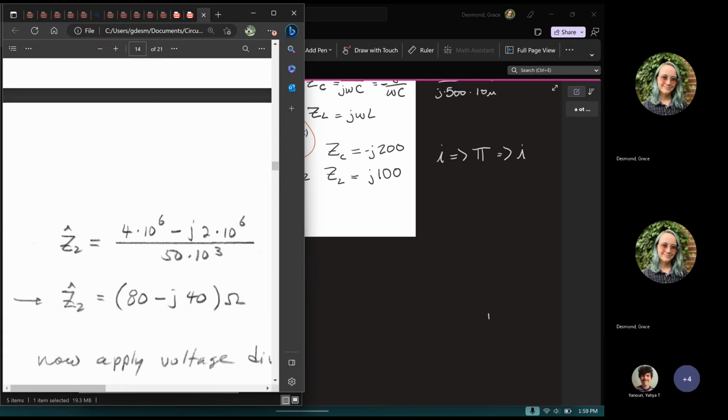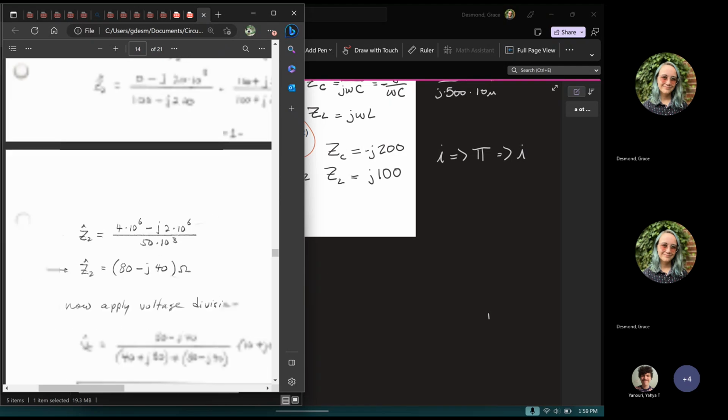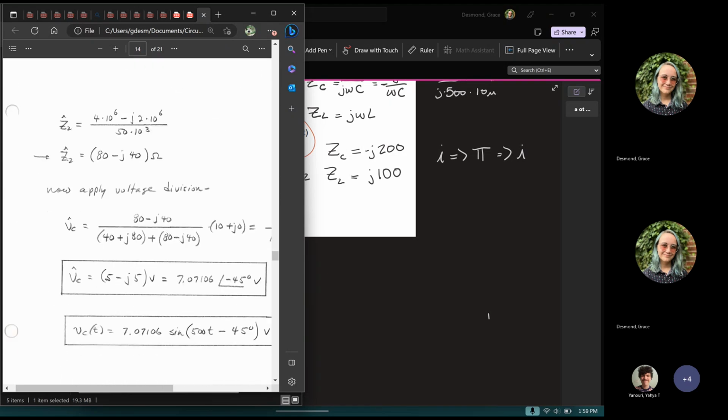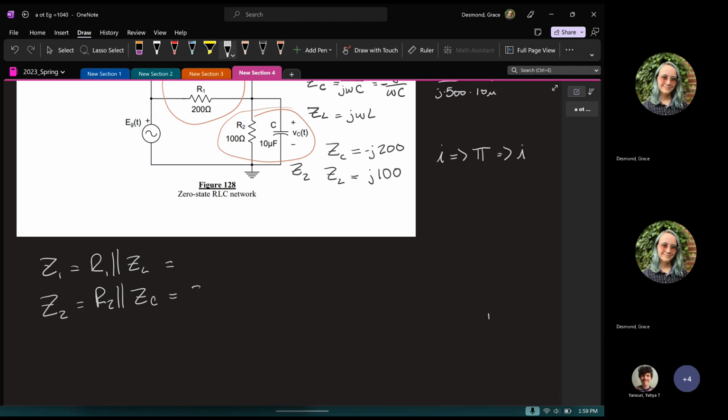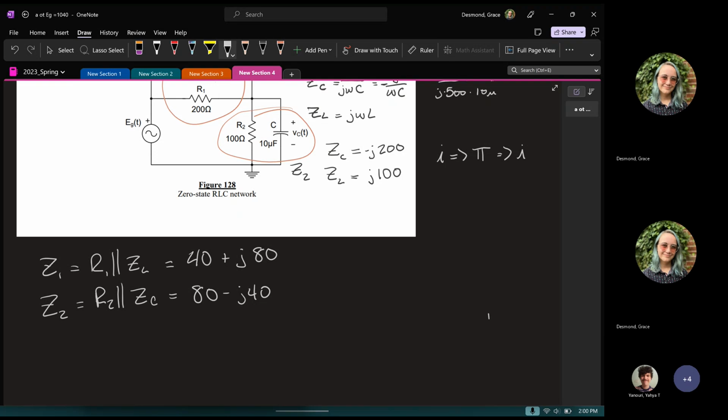So what'd y'all get? For Z1, maybe 40 plus j80. And then Z2? 80 minus j40. Yeah, sweet. So you said 80 minus j40, and what was the other one? 40 plus j80. And for this part, we just go with the voltage divider, right? Exactly. And on the numerator, it's the impedance that we want. Yes. Cool.